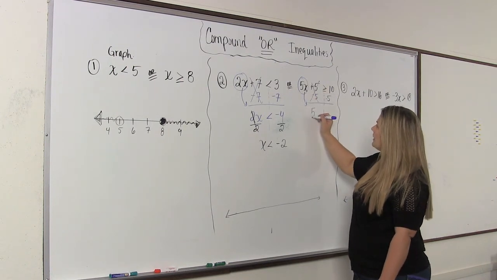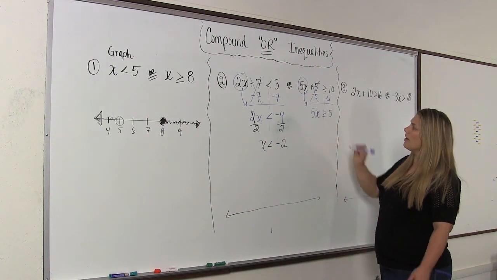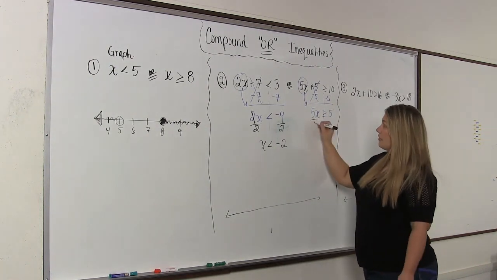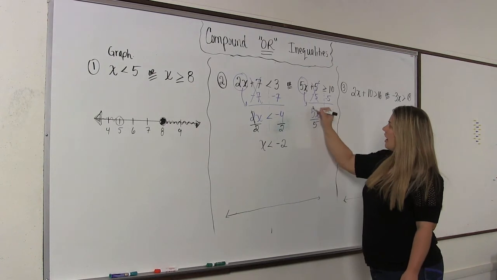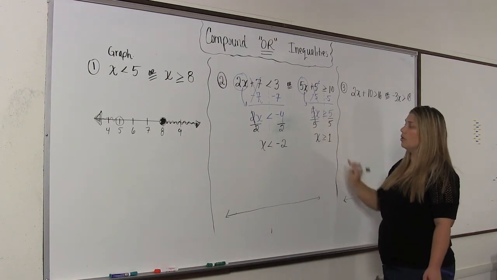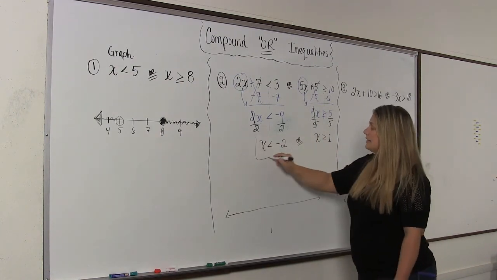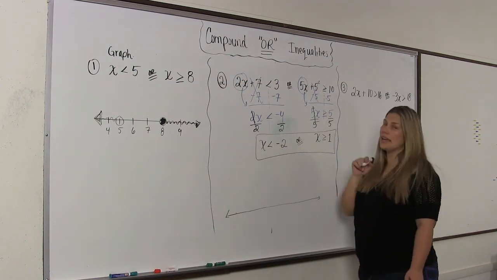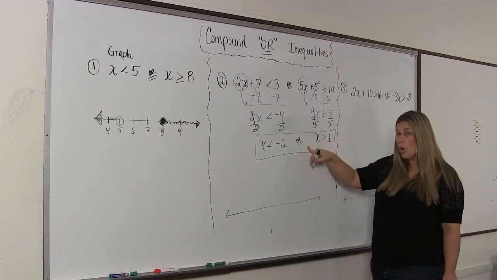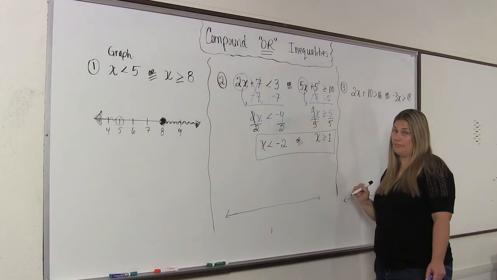And what I do to one side, I do to the other. So I get 5x is greater than or equal to 5. My final step, I have to divide by 5 on both sides. So I get x is greater than or equal to a positive 1. So my final answer is x is less than negative 2, or x is greater than or equal to a positive 1.